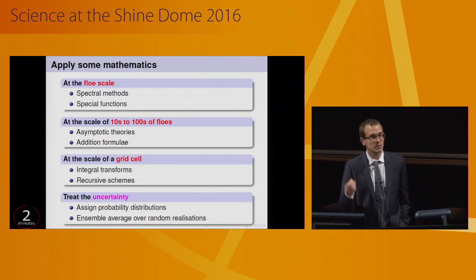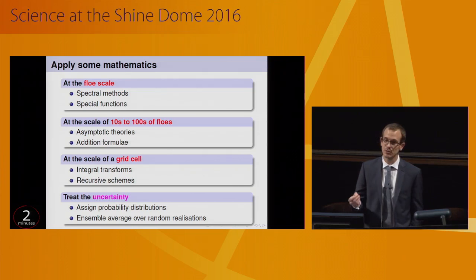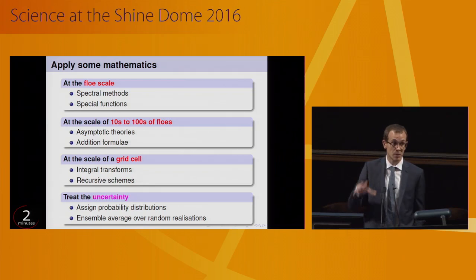Having this computational efficiency is essential because we only know the inputs to the model, such as the distribution of floe sizes and the incident wave field, up to probability distributions. That means that what we're doing is extracting statistical quantities from ensembles of randomly generated realizations of the problem.